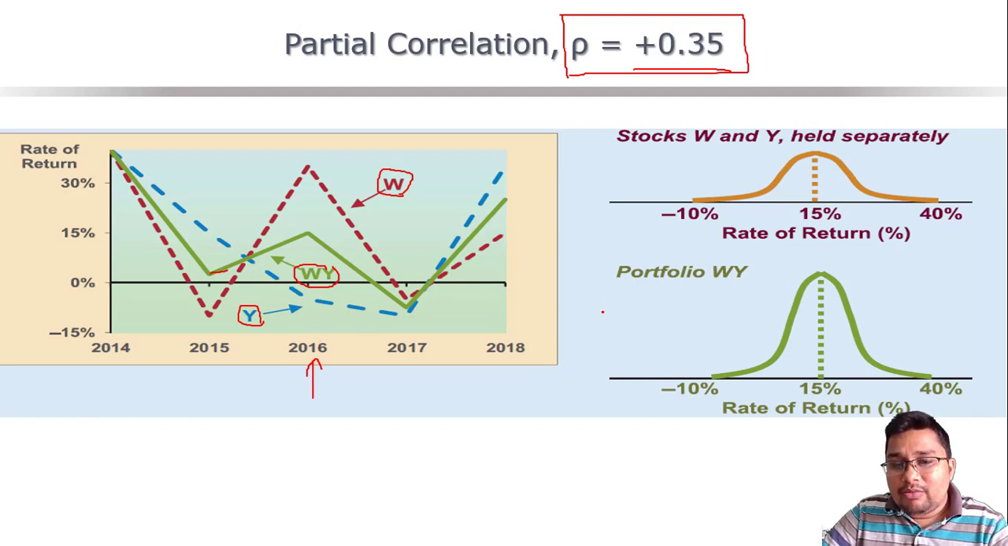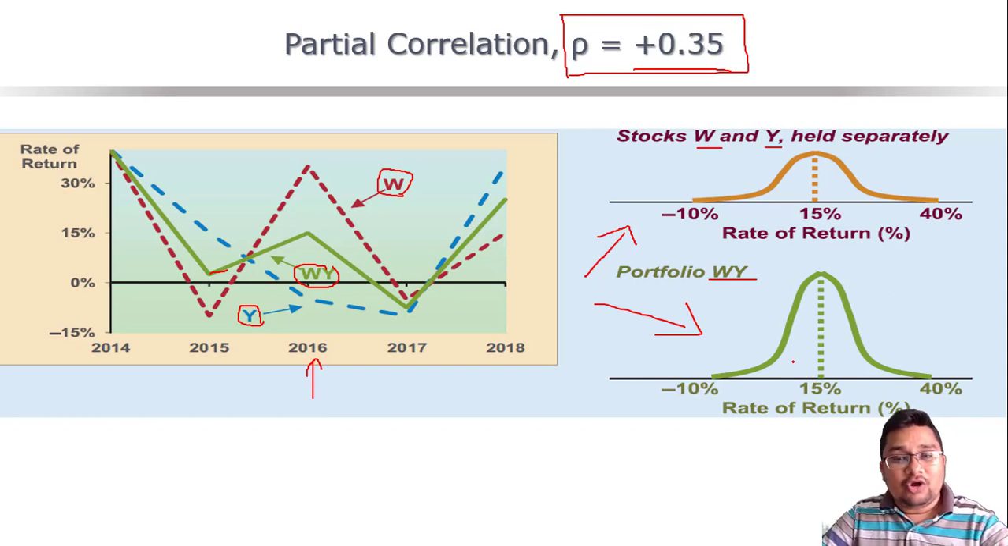If you look at the probability distribution, you can see that if you held the stocks separately, you will get a probability distribution like this. But if you invest in W and Y together, then you still have some probability distribution. It is not like the case of perfectly negative correlation, but still the variability will be lower compared to having these two stocks separately.